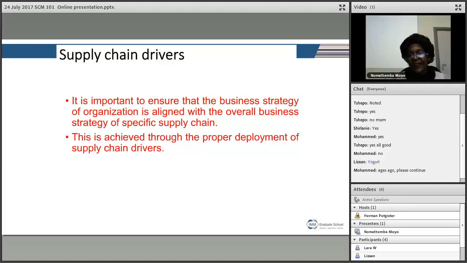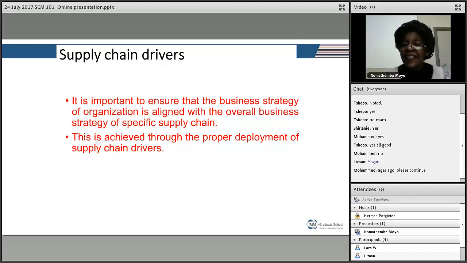Supply chain drivers. What are supply chain drivers? It is important to ensure, you have a question on this, that the business strategy is the long term. You have looked at what the vision, the mission is, what you are about, where you intend to be at the end of the year, where you intend to be in a few years to come. So it is important to ensure that the business strategy of the organization is aligned with the overall business strategy of specific supply chains.